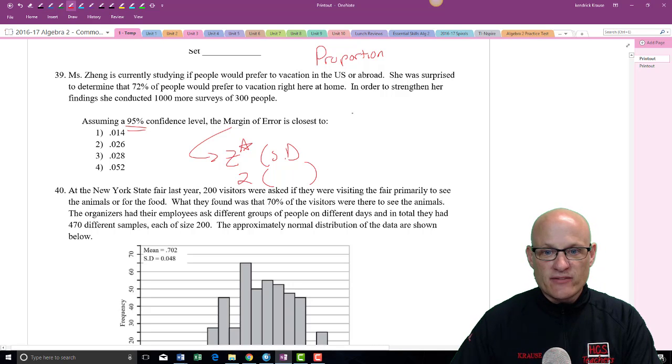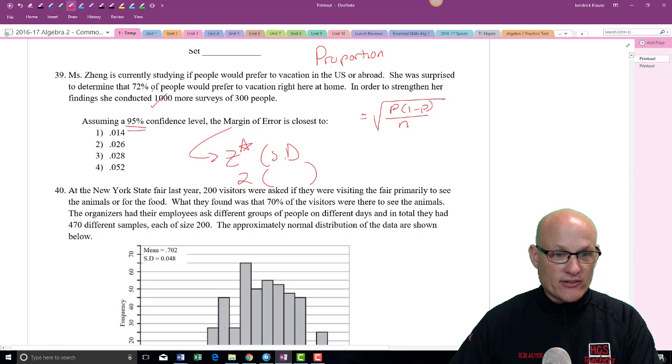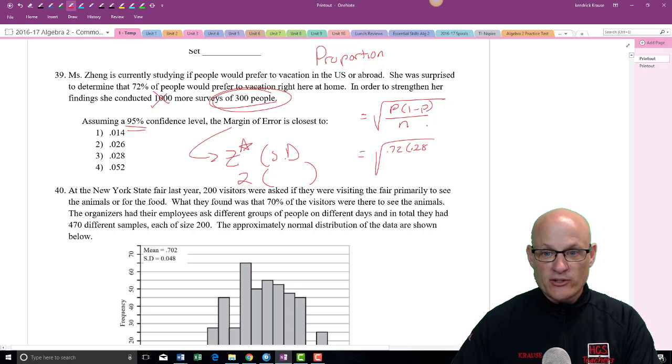So in order to find the standard deviation for a proportion, it is equal to the square root of p times 1 minus p, over n. Now, n is not this, it's just how many times you did it. It was 300 people. So we're going to say 0.72 times 0.28. Where did the 0.28 come from? That's 1 minus 0.72. They just have to add up to 1, all over 300. And this will give us our standard deviation.